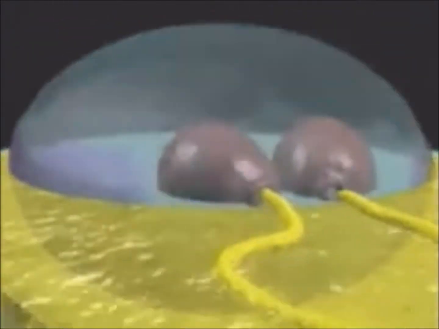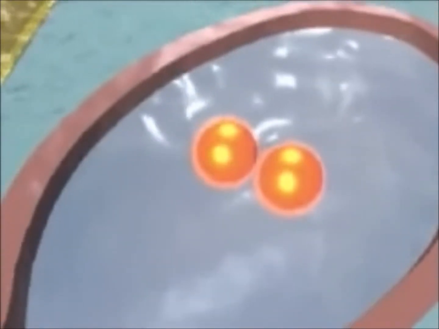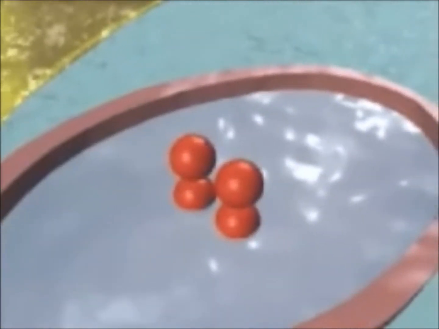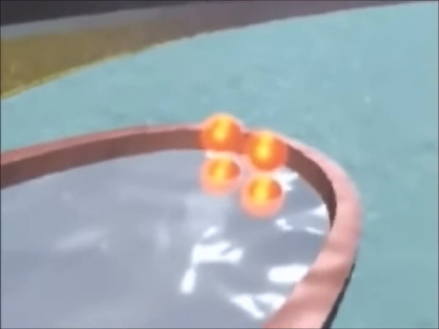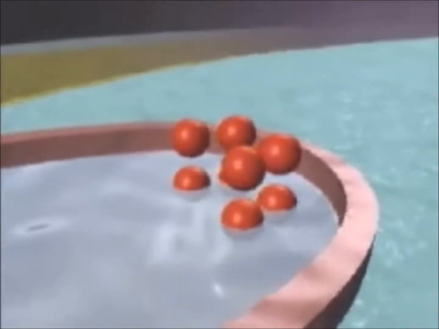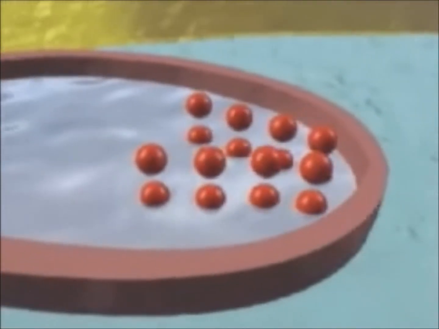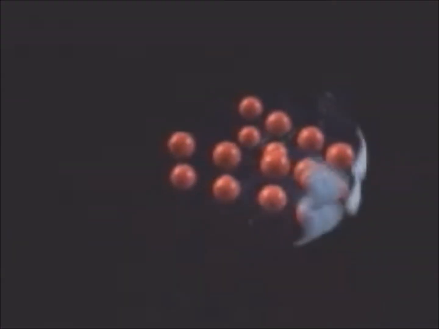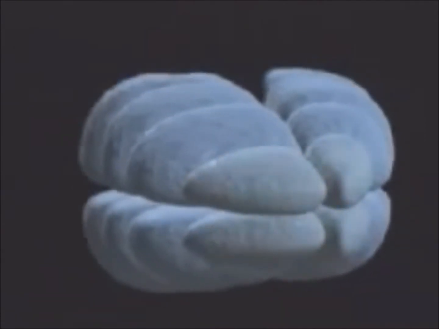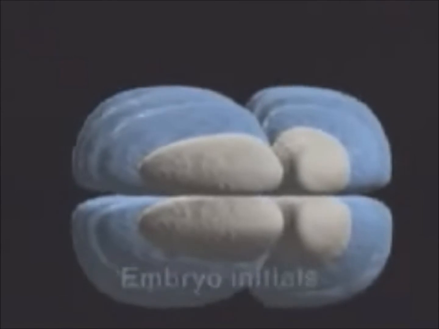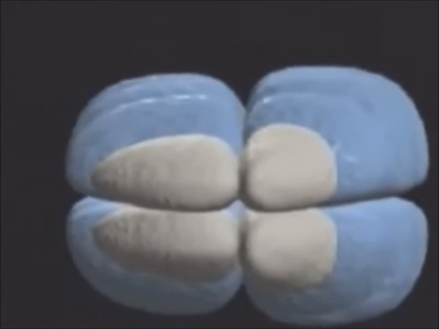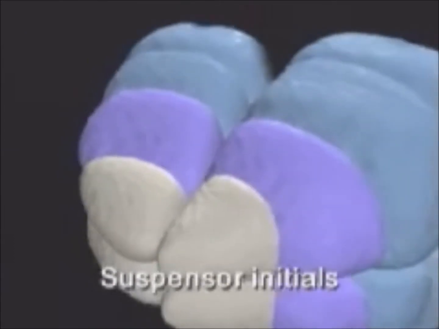The following events take place in each archegonium that is fertilized. The diploid zygote nucleus undergoes 2 mitotic divisions, and the 4 nuclei migrate to the base of the archegonium. Successive divisions result in a 16-celled embryo. The tier of 4 cells at the base of the archegonium are embryo initials. The 4 cells of the adjacent tier are suspensor initials.